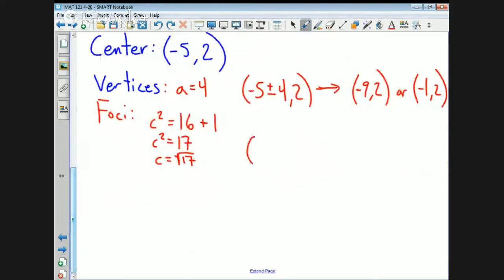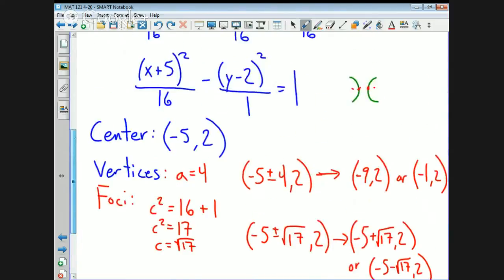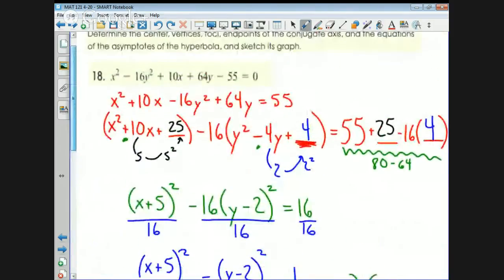So we'll have negative 5 plus or minus the square root of 17, comma 2, which will take us to negative 5 plus root 17, comma 2, or negative 5 minus root 17, comma 2. So those are our two foci. And let's see what else.